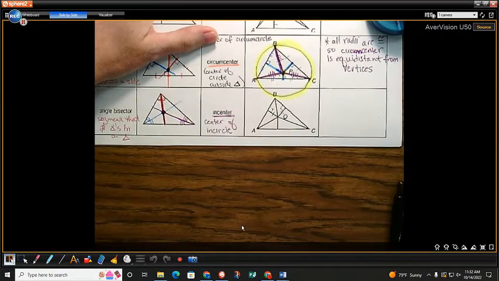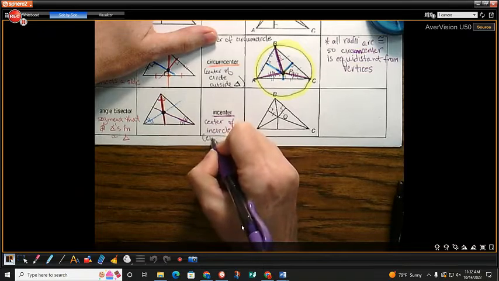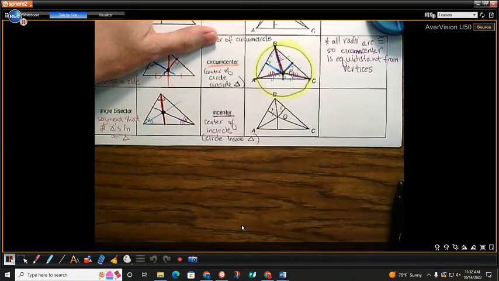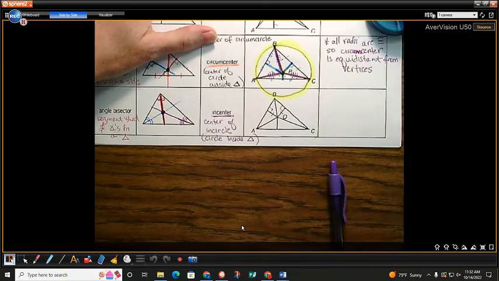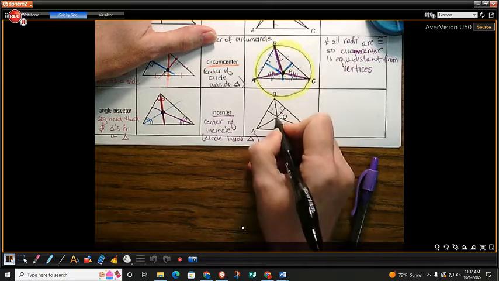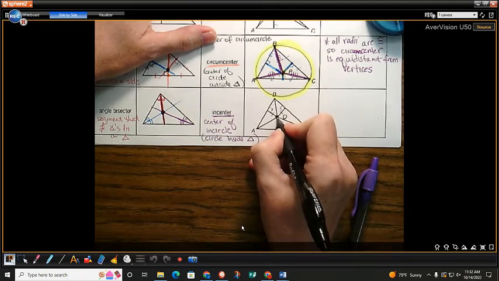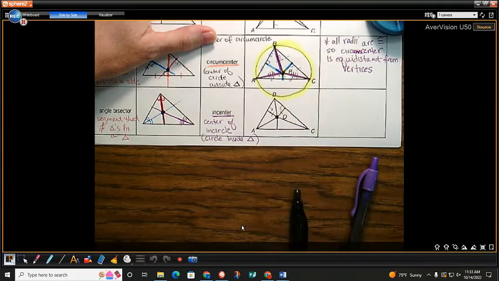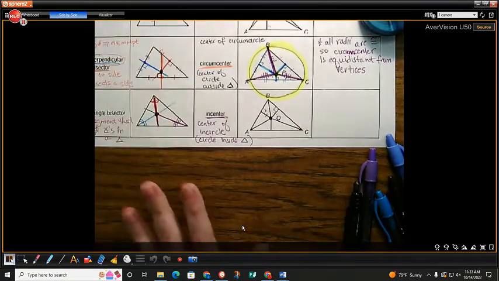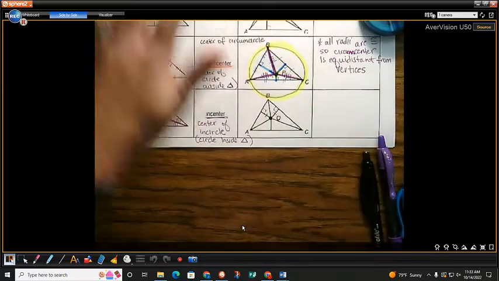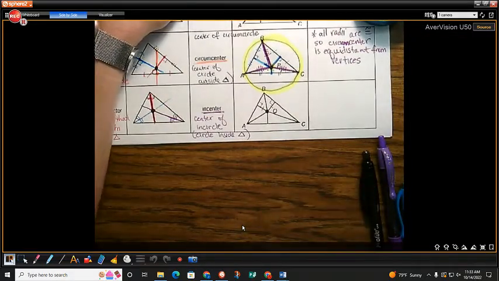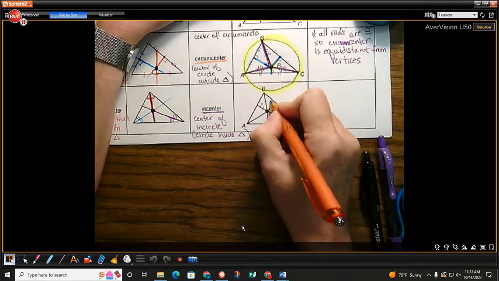A circle inside the triangle. If I take this incenter here, it should be the center of some circle. And so I'm going to draw that circle. It's going to be inside the triangle. Well, I could draw lots of circles inside, couldn't I? This is the circle that touches all three sides but never goes outside. So it's going to look something like this.